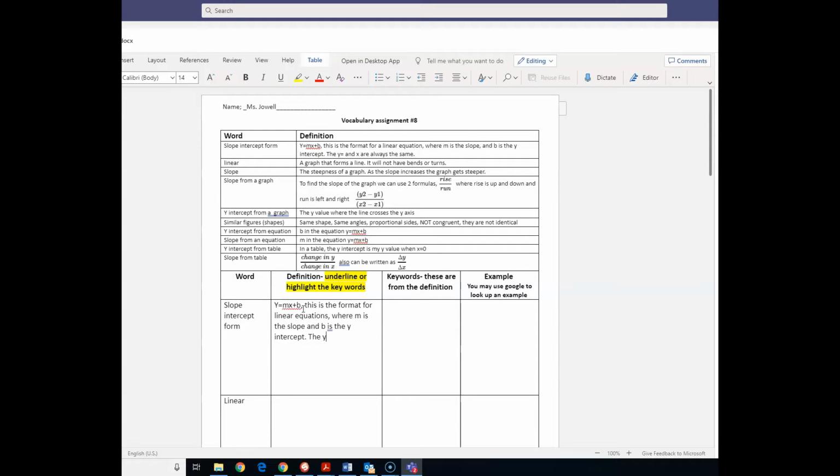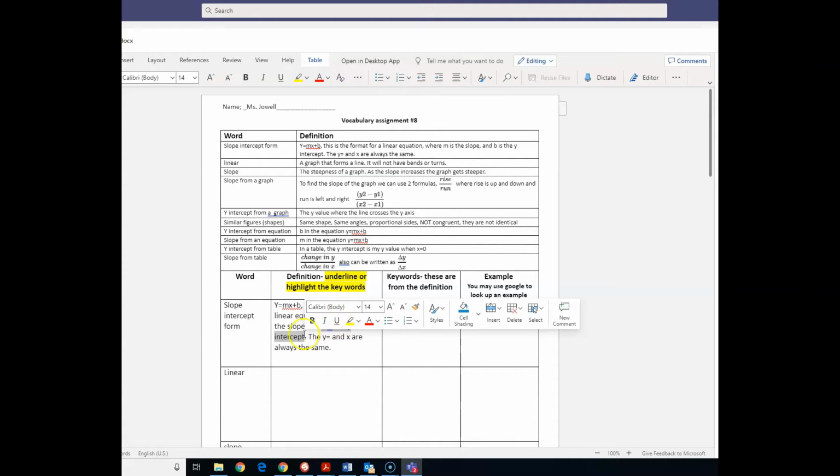The y equals and x are always the same. And I can even move this line up if it's too much. If I want it smaller, I think I can. Well, it's not letting me, but I can come and delete some of that space down here. And then it'll let me move, yeah. And then I'm going to highlight or underline. So let's say I think that b, the y-intercept, is important. Then when I do that, it gives me the option to underline or highlight.